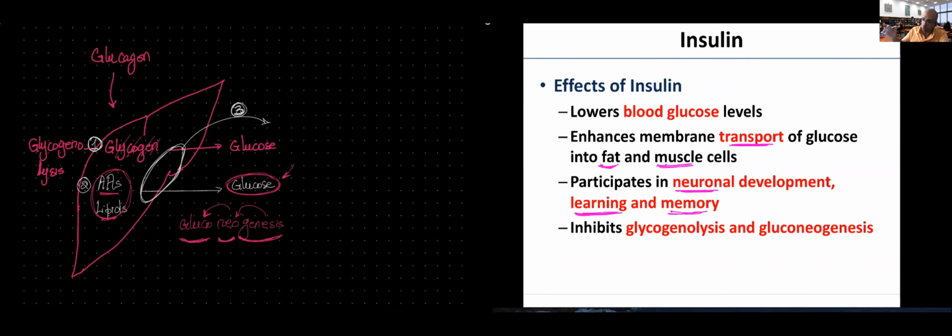In order for me to reduce the sugar levels in the blood, I will need also not only to get the glucose inside the cells, but also prevent the action of the glucagon. So it's going to be inhibiting the glycogenolysis and the gluconeogenesis.